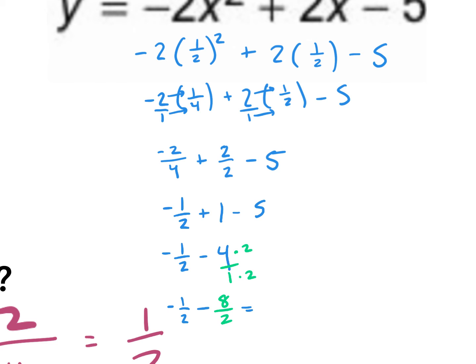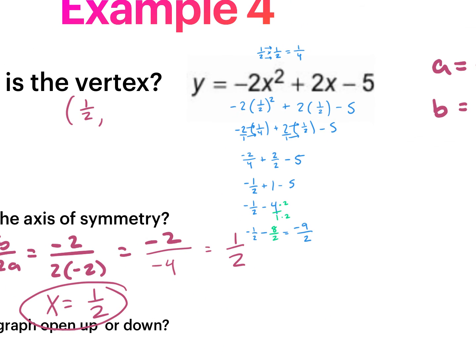Now when subtracting fractions, you just subtract the top and the bottom stays the same. So it's negative 1 minus 8. Negative 9 over 2. So this would be negative 9 over 2 for our y. So when it's a fraction, it's a little bit more work, but not something that we don't know how to do. Remember, when you multiply fractions, you multiply straight across. If you add or subtract fractions, you need a same denominator.